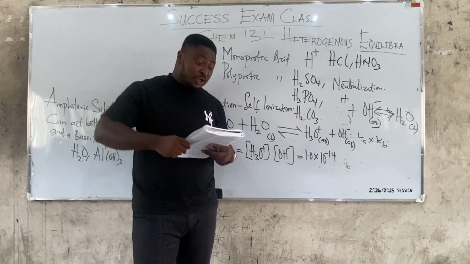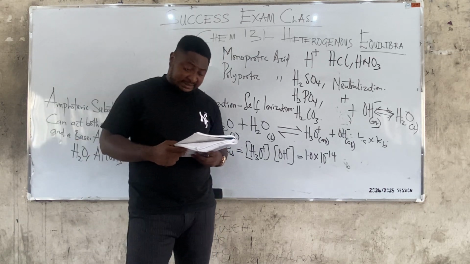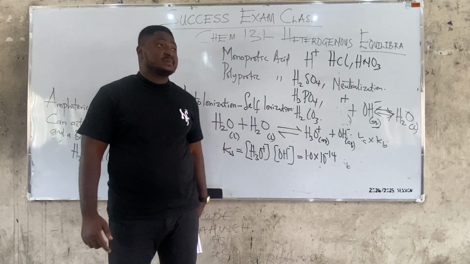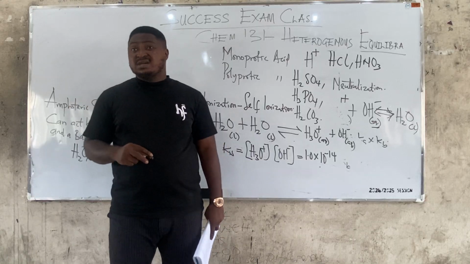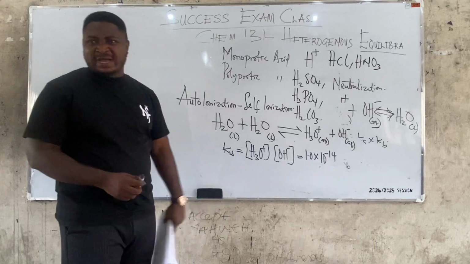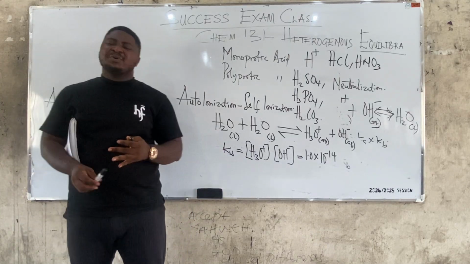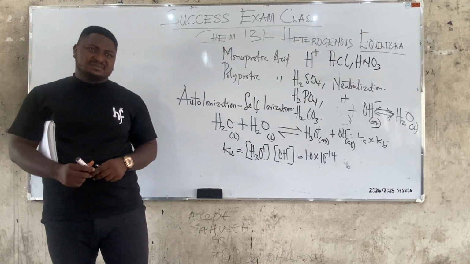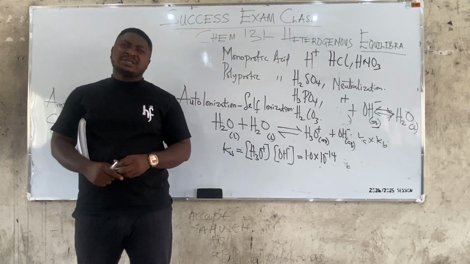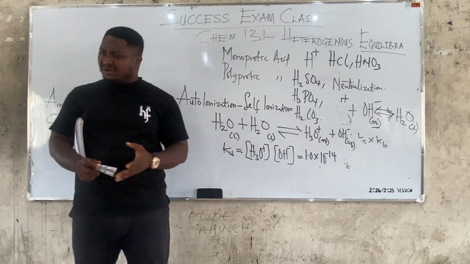Let's now go to the concept of conjugate acid and conjugate base. So the concept of conjugate acid and conjugate base was proposed by which of the scientists? Is it Arrhenius, Bronsted-Lowry, or Lewis?